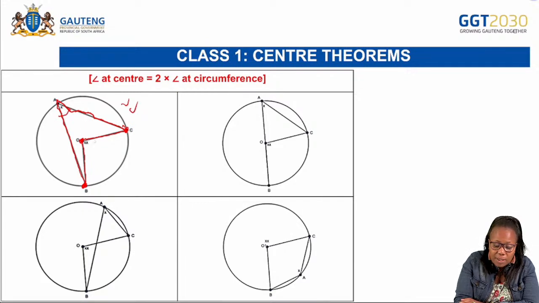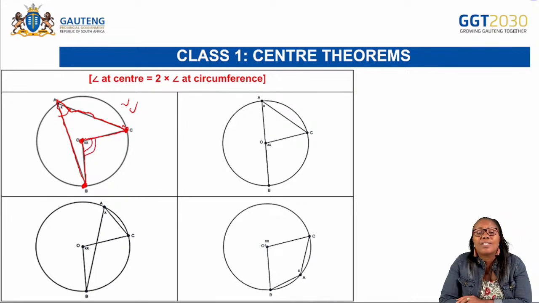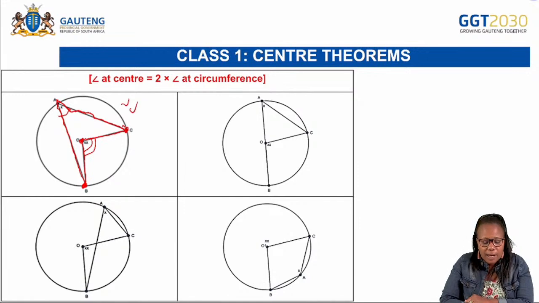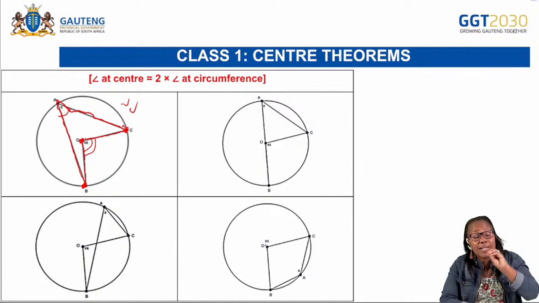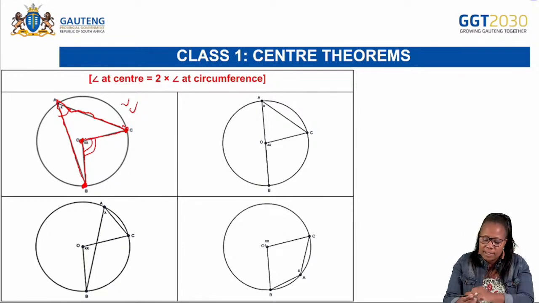And then remember, this angle here is twice the angle at the circumference. So the center will always be 2 times the angle at the circumference. Be careful now. This simply means your center must always be bigger than what? The circumference. If it happens that you calculate and find the angle at the circumference is bigger than the center, you must know that now you are going wrong. Center must always be bigger than circumference.